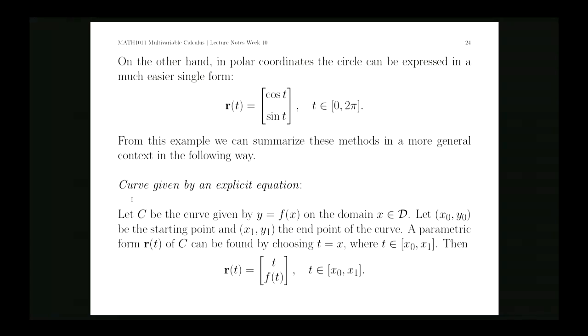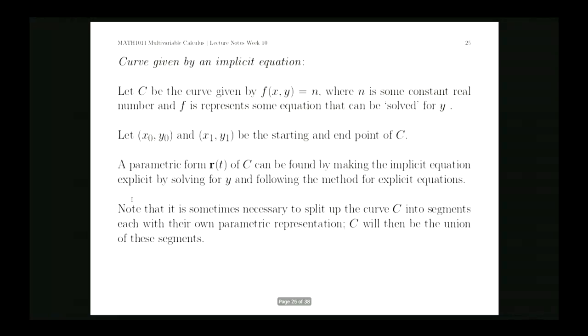Which one you do will depend on the question, on the function you're trying to parameterize. But you either brute force it, solve it for y in terms of x, and just let x equal t, y becomes f of t. Or if you've got an implicit equation, let's say you had x squared times y squared equals 1, and you wanted to parameterize that curve. You try and solve it for y. If it has several pieces, you need several parameterizations, just like the previous one showed.